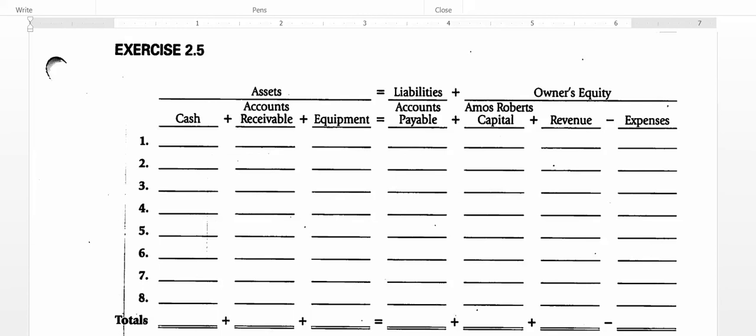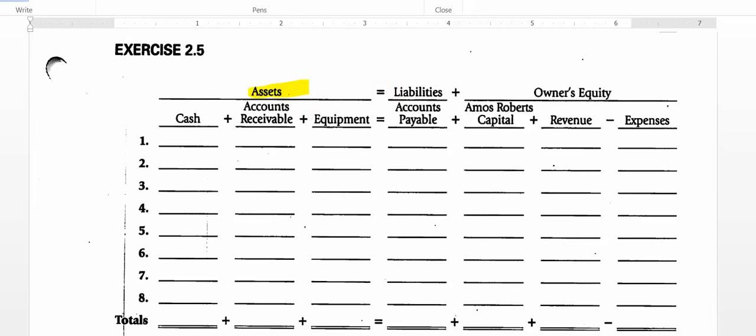All right, exercise 2.5. This problem I like, because as you can see under the assets section, they've listed cash, accounts receivable, and equipment. So this is a little more realistic, that there are more than one kind of asset. So we're going to get some practice here with some transactions, and I think this is going to help put a lot of what you've done so far into perspective.